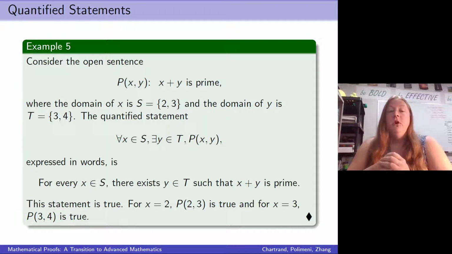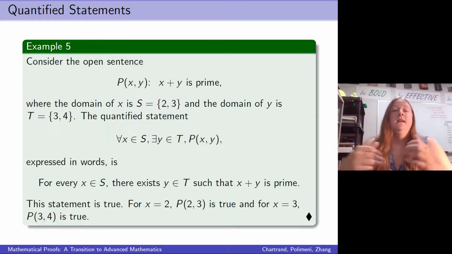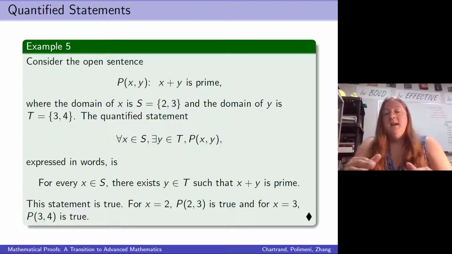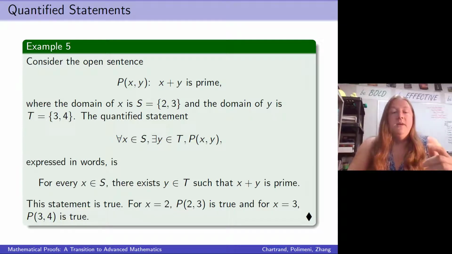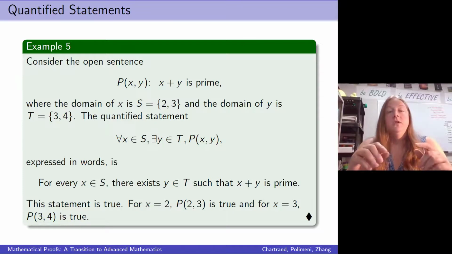But we're going to look at for all x, there exists y, P of x, y. So to write this out in words, we would say for every x in S, there exists y in T, such that x plus y is prime. So what we have to do is look at every single possible x value and make sure that one of the possible y values works, that when we do the sum, we get a prime number.